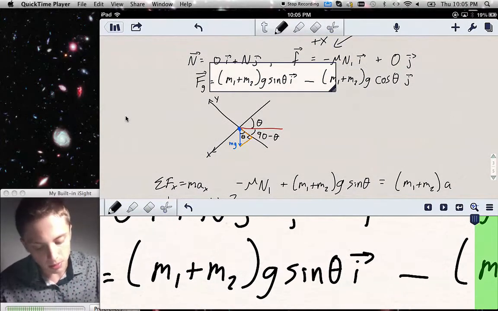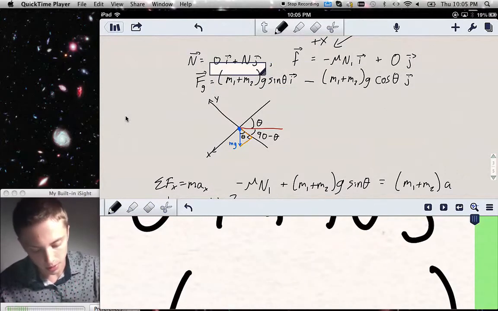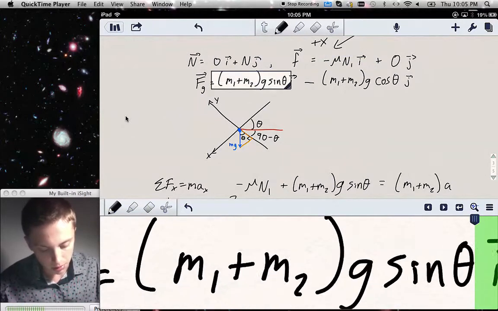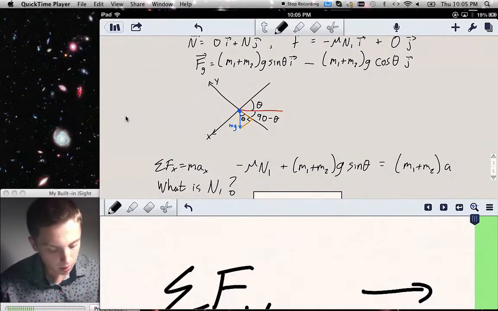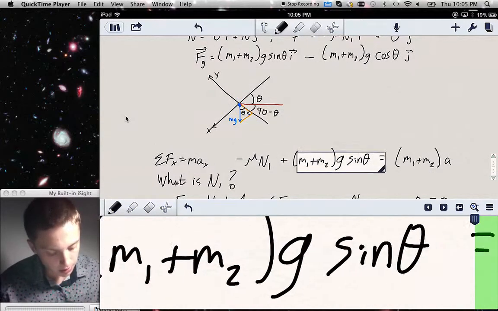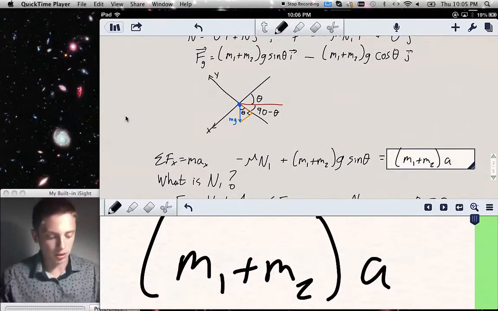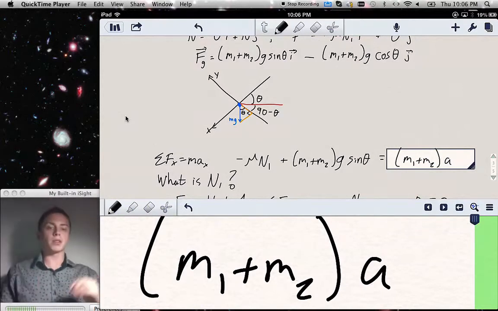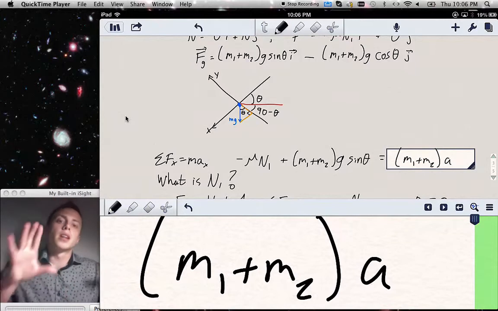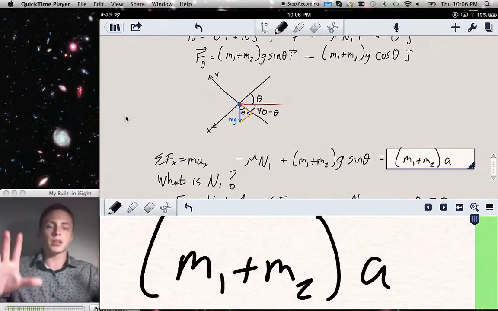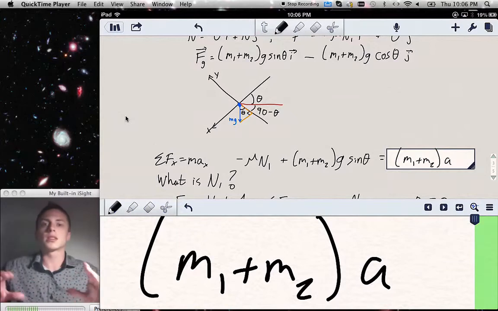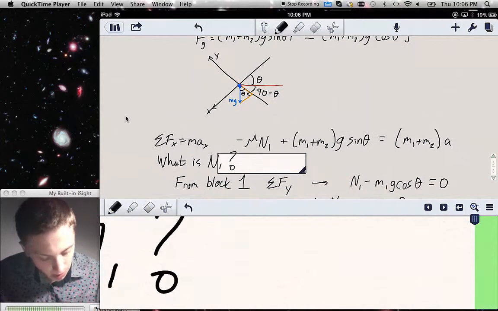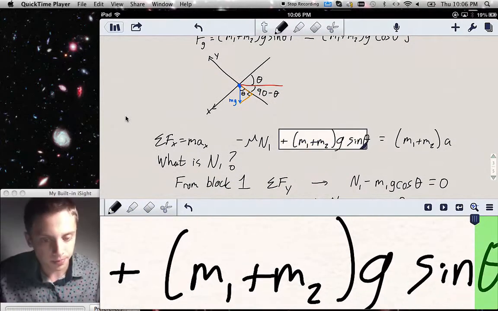We go ahead and sum all the x components together, right? So 0 plus minus mu1 n1 plus (m1 plus m2)g sine theta is equal to ma, where m is m1 plus m2. A will be the total acceleration, standing for the acceleration down the ramp. That'll be the total acceleration of the body if this body moves together, which in this case it does. Okay? So we could go ahead and solve this equation for A here.